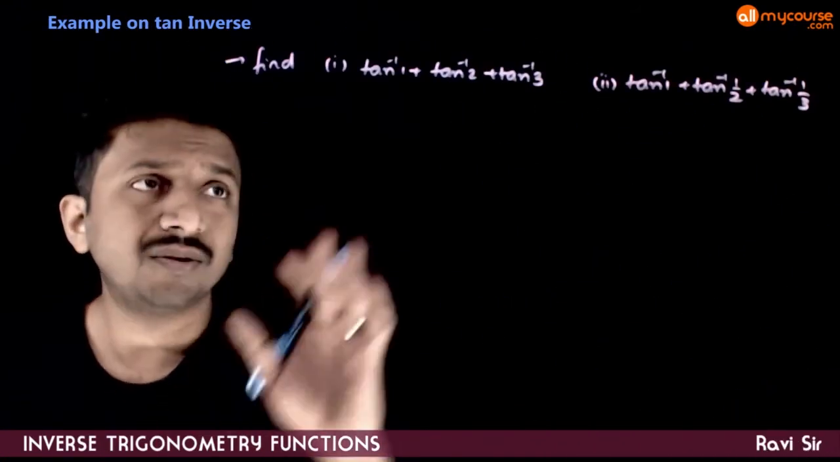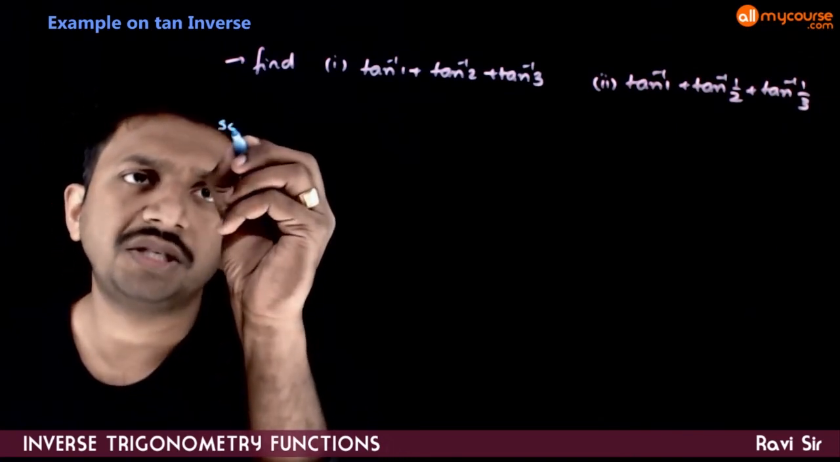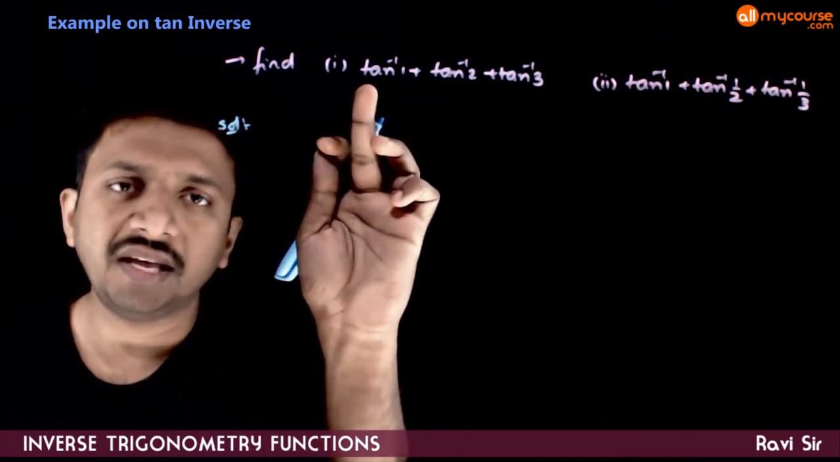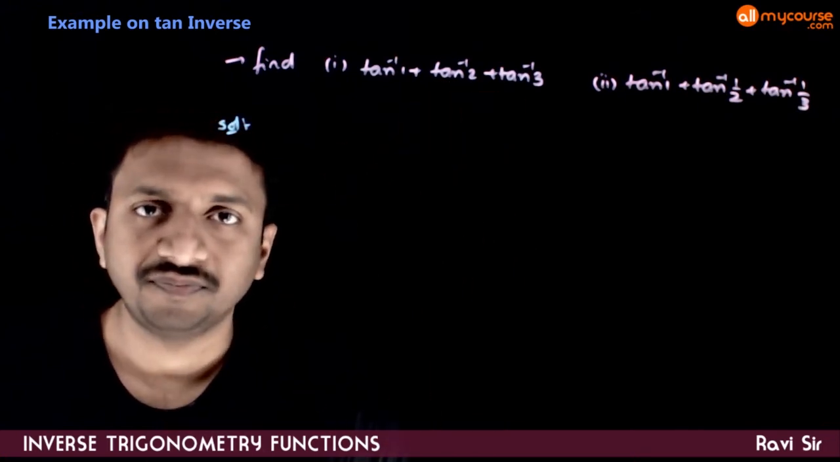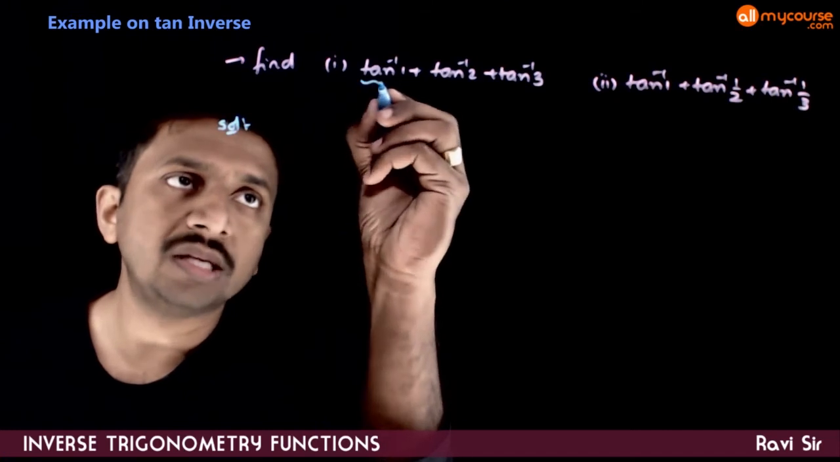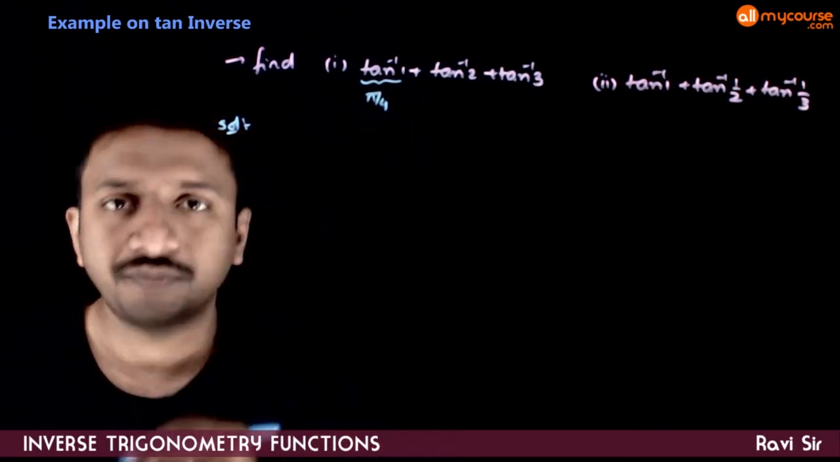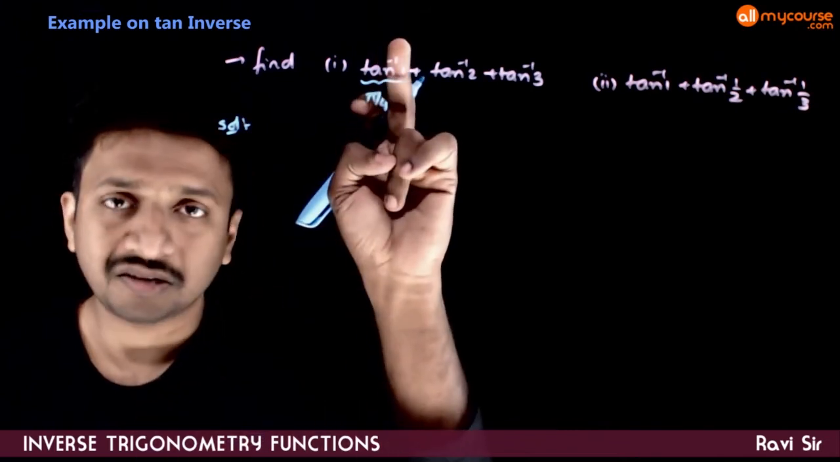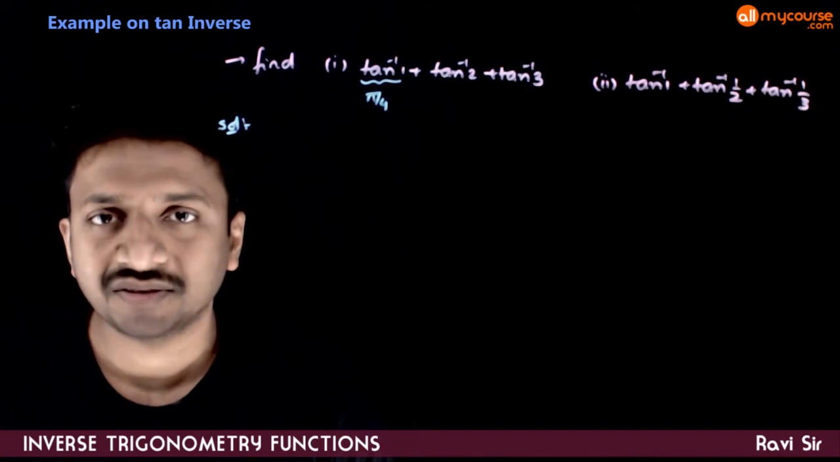So now let us look at these very simple questions. In the first question, you're asked to find tan inverse 1 plus tan inverse 2 plus tan inverse 3. Tan inverse 1 is very straightforward. We know that tan inverse 1 is pi by 4. So this is quite simple. Let us try to find what this sum is.